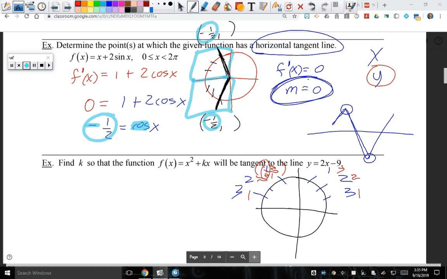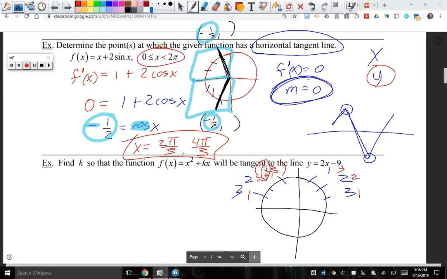At 2 pi over 3. And where else, guys? 4 pi over 3, because we're looking at between 0 and 2 pi. Questions? So you're just taking the arc cosine of negative 1/2? Yep, that's it. And then just bounding it between 0 and 2 pi.